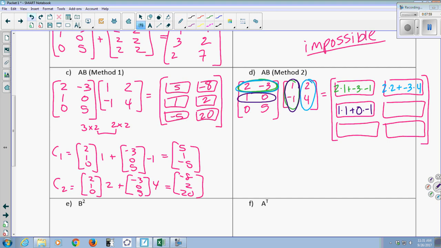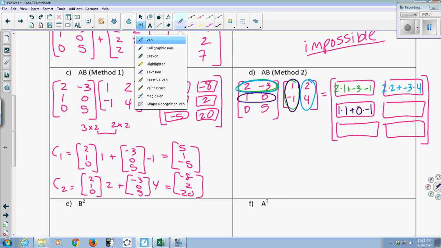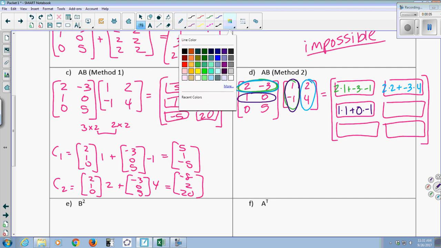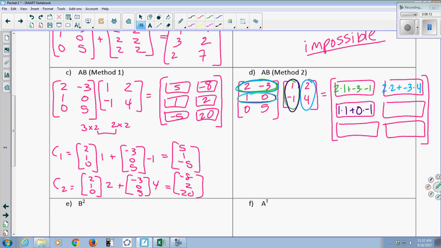And I'm out of colors. Let's see, what else do I have here? Yeah, there we go. Pick a different blue. All right, so now I'm going to multiply second row, second column. 1 times 2 plus 0 times 4.